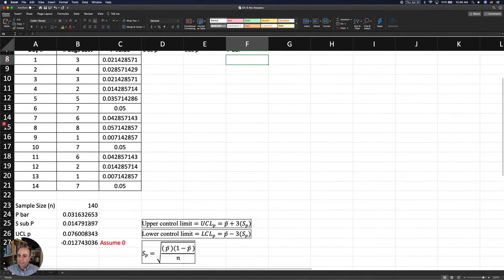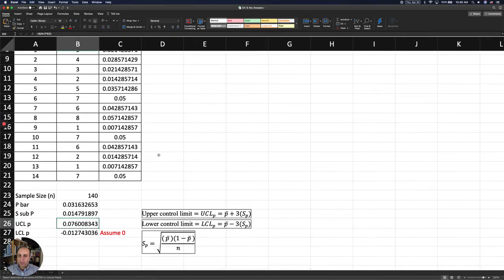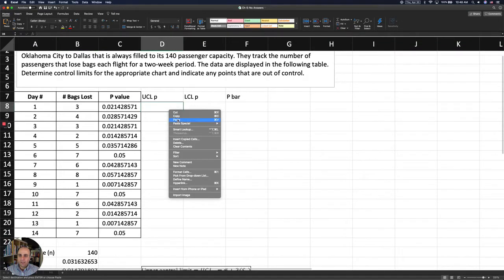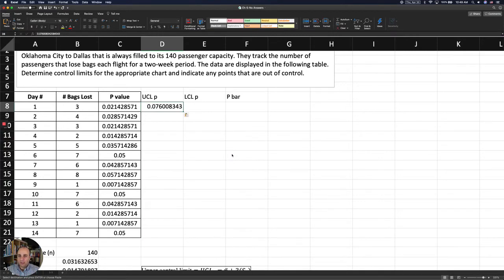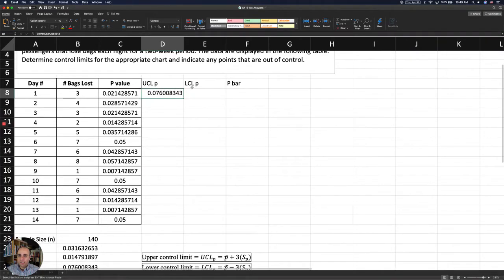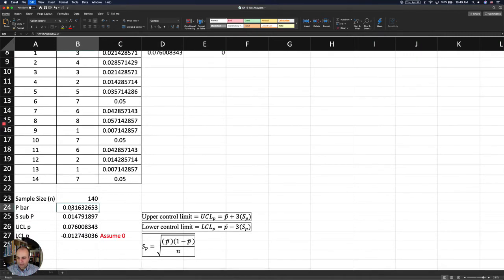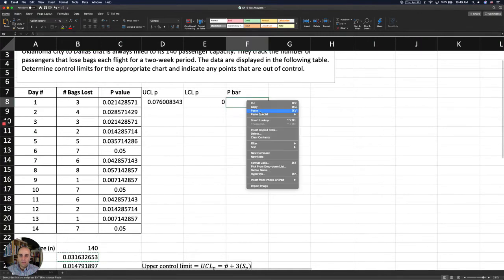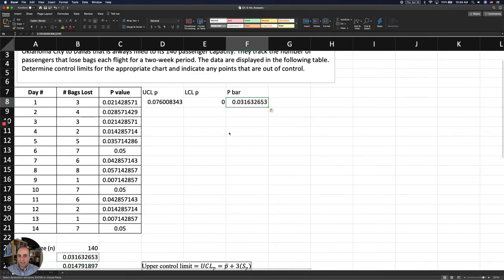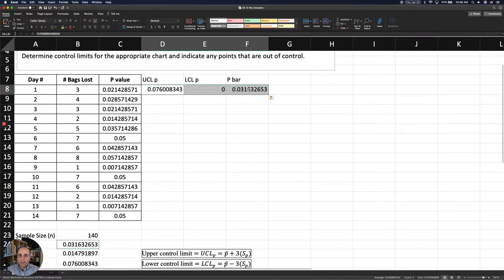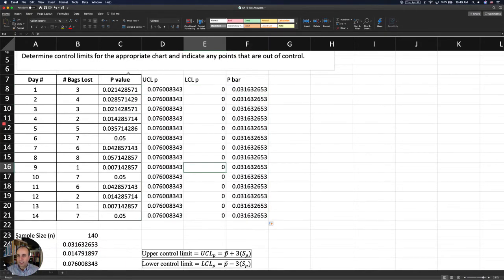So UCL is this. I just copy this value and right click, paste special, only paste the values. I don't need the formula, because it will mess up all my tables. LCL is negative, so we should assume 0. I just put a 0 here, and my P bar is this value. So I copy it and I paste only the values again. Okay, so as I mentioned, I copy this and paste it for all these 14 days. All values the same for these 14 days.